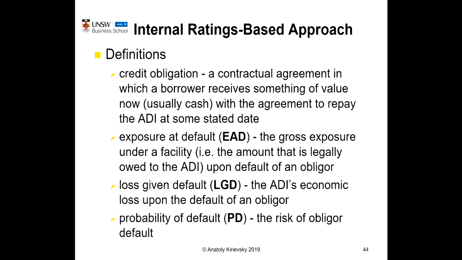What about the internal rating-based approach? So that's the standardized approach, right? Not a lot of banks use that in Australia because all the big banks use the internal approach, but it's a very sound approach in terms of the structure. That's what makes sense. All right, so in terms of the definitions, we've got the credit obligation, which is the agreement where the borrower gets something and they agree to repay. And then you've got these three key definitions. Exposure at default, loss given default, probability of default.